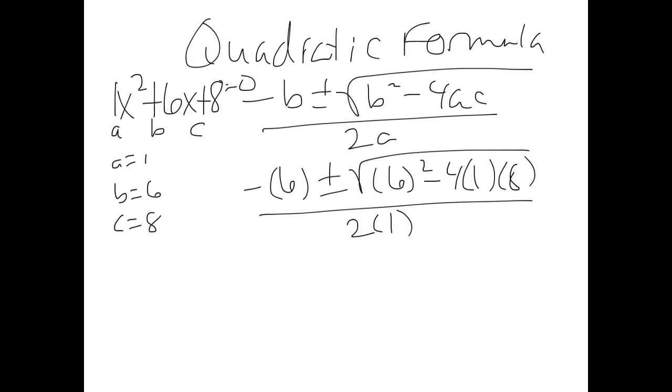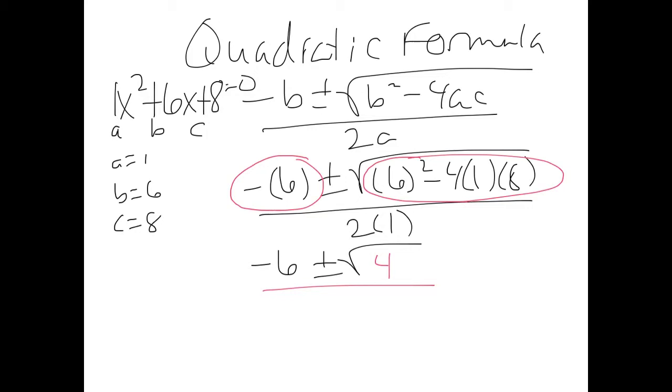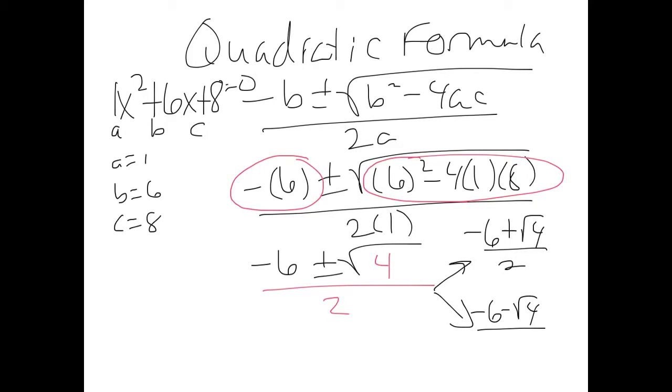Okay. In my class, we told you to do this. The opposite of 6 is negative 6, plus or minus. We told you to do all this underneath stuff. And so when I take my calculator and I type in parentheses 6 squared minus 4 times parentheses 1 times parentheses 8, I get 4. 2 times 1 on the bottom is 2. Then we split this up and we did an add version and a subtract version. Negative 6 plus the square root of 4 divided by 2. Negative 6 minus the square root of 4 divided by 2.